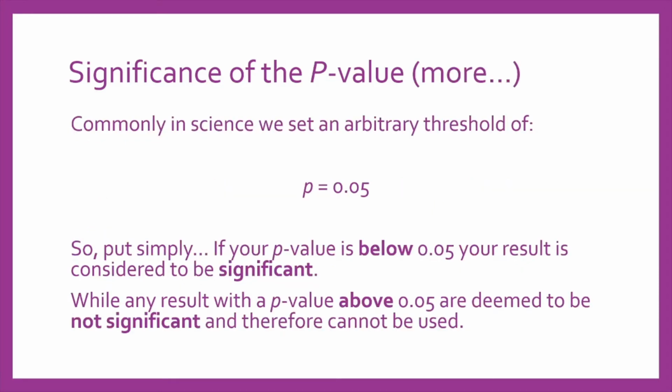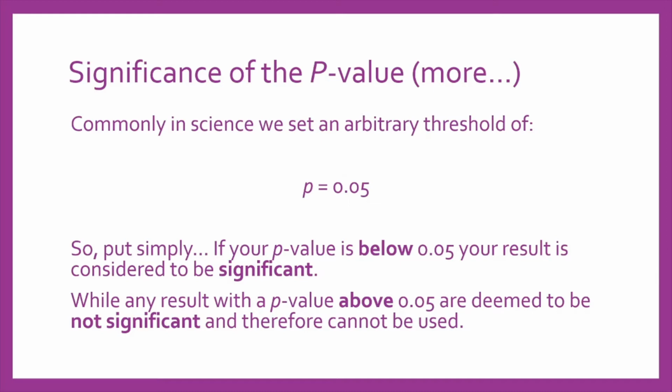So commonly in science, we use the p-value to work out whether we can trust the results in our data. In this case, whether we can trust that the r-value is telling us that the correlation is there or not. We commonly set an arbitrary threshold, and this threshold tends to be 0.05 for the value of p. So what does this actually mean?